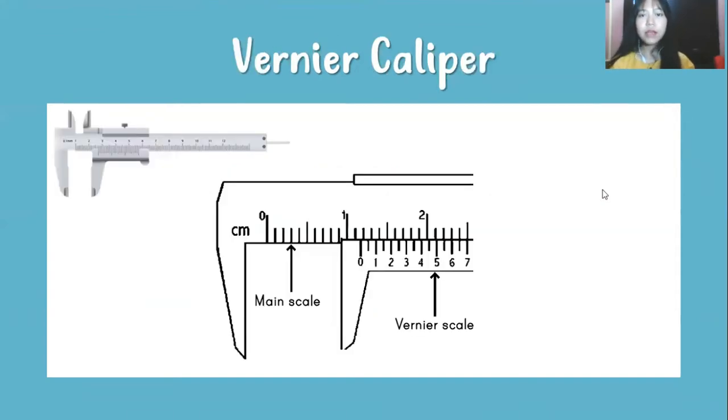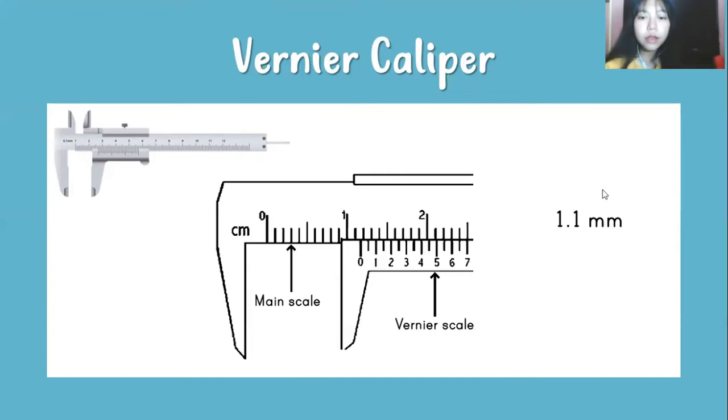The second one is the vernier caliper. It's different from the ruler, as it has two kinds of scale. The first one is the main scale, and the second one is the vernier scale. Now, how to read a vernier caliper? It's pretty easy. First, take a look at the main scale. We need to see which number on the main scale is shown before the zero on the vernier scale. And for this case, we have 1.1 millimeter. So the unit is millimeter.